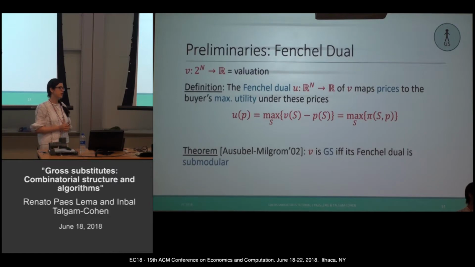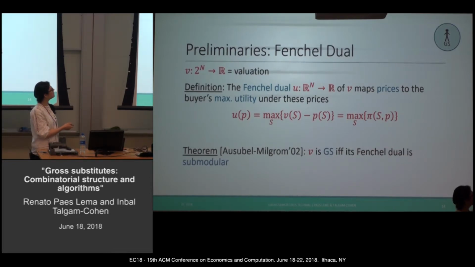Now, the same way that we could define gross substitutes on valuations, we can define gross substitutes on utilities, on the differential dual. By this theorem of Ausubel and Milgrom, a valuation is gross substitutes if and only if its differential dual is submodular. Okay, so sometimes this is called the convex conjugate. It has some other names, but we'll refer to it as the differential dual.